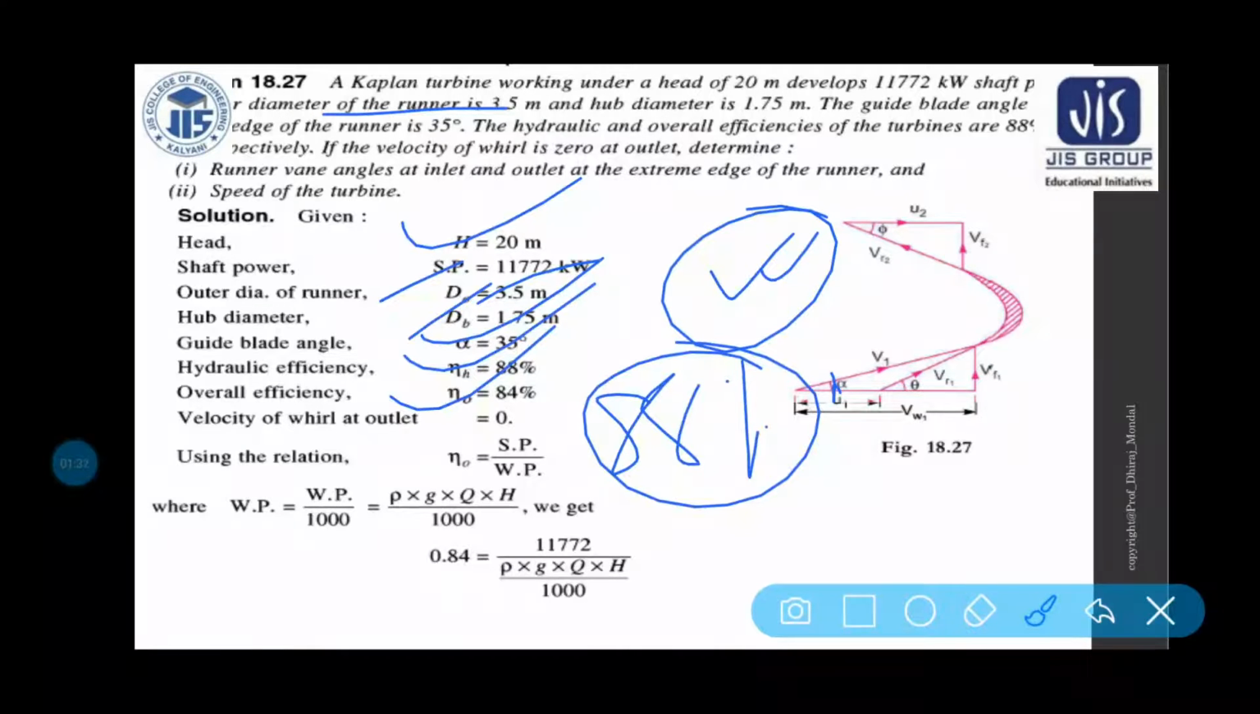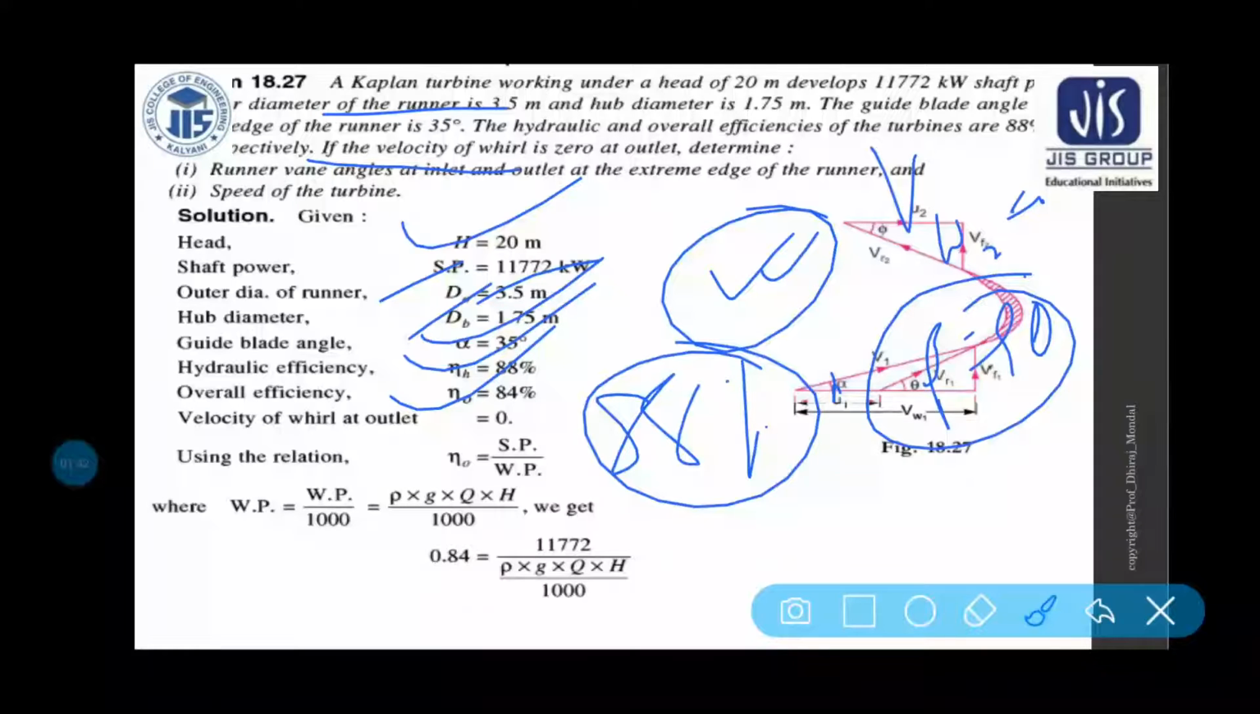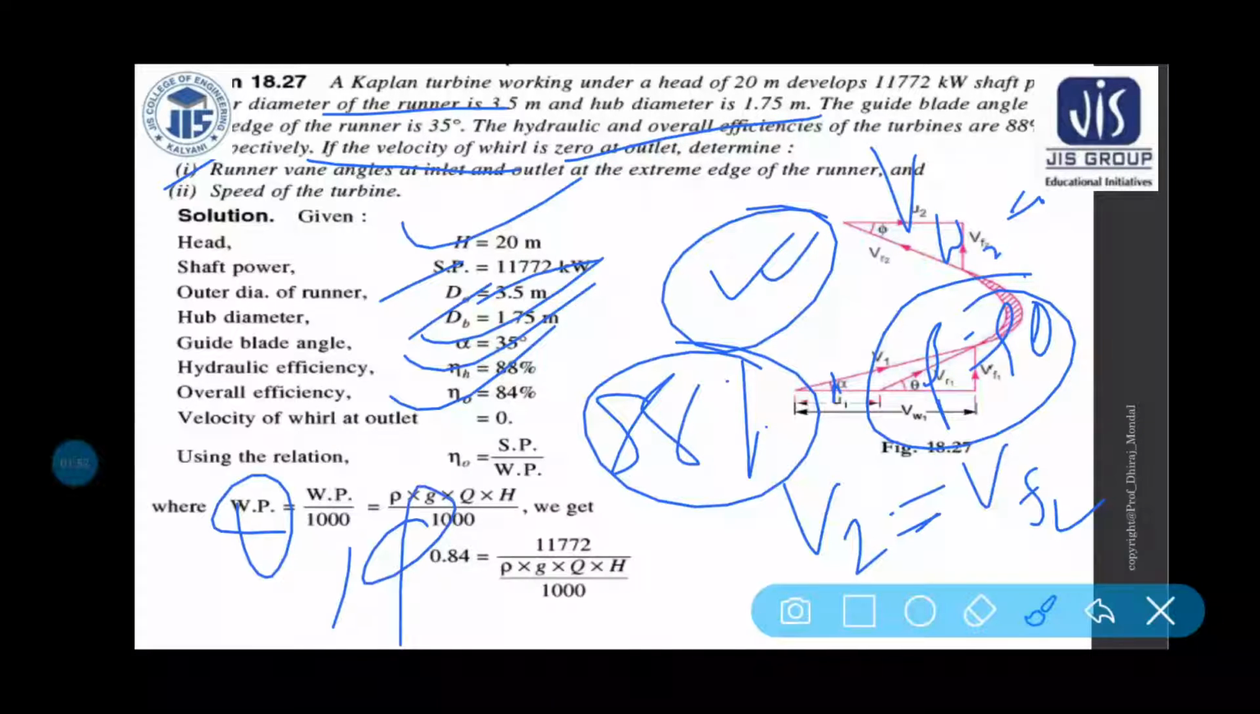If the velocity of whirl is 0 at outlet, that means beta is equal to 90 degree, because the velocity of flow will be the absolute velocity of jet at outlet. So this is the assumption, this is the given data, and according to that you have to find out the runner vane angle at inlet and outlet, and the speed of the turbine.